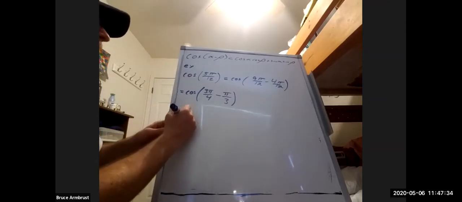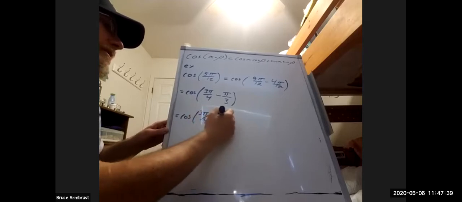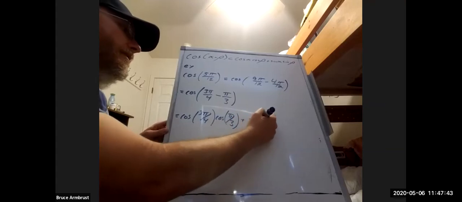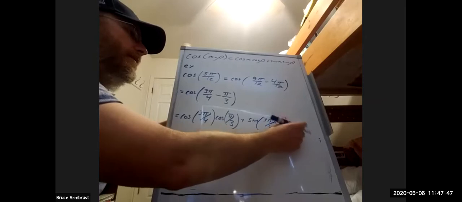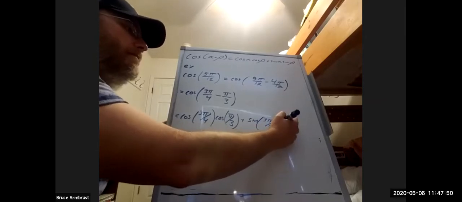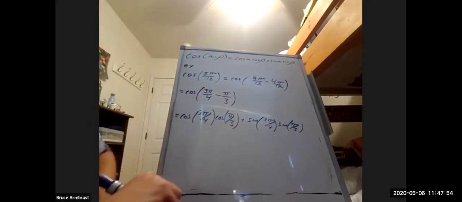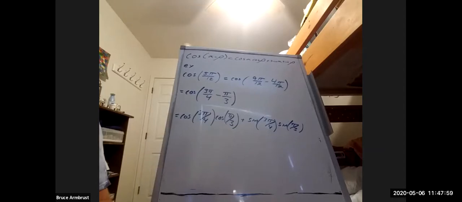So this is going to equal the cosine of 3 pi over 4 times the cosine of pi over 3, plus the sine of 3 pi over 4 times the sine of pi over 3. And we know every single one of those. Those are all on our chart. Those are the special angles, so we can get them.